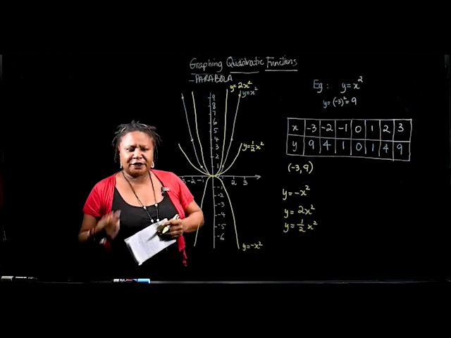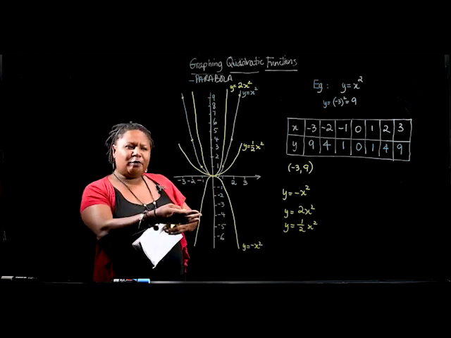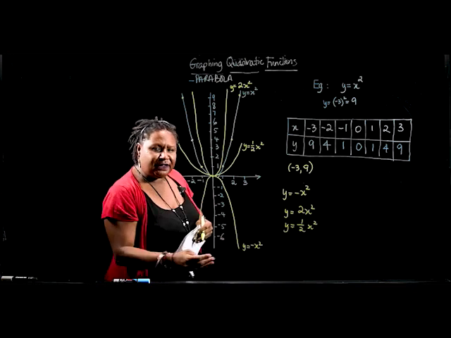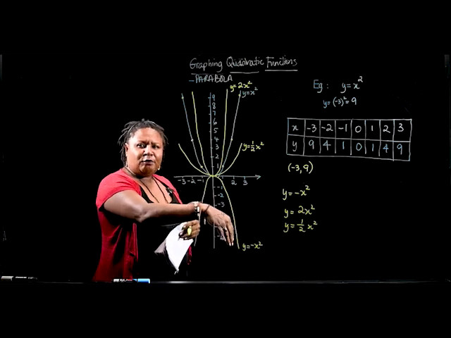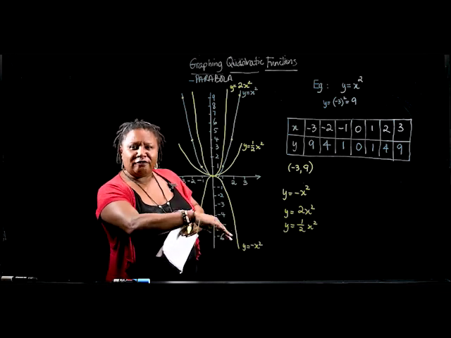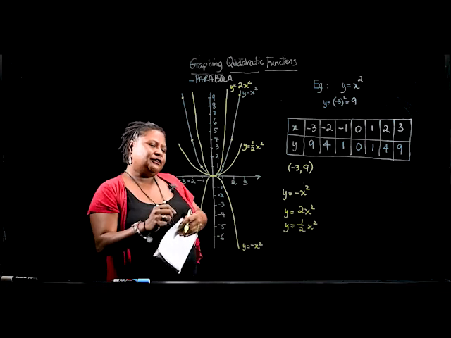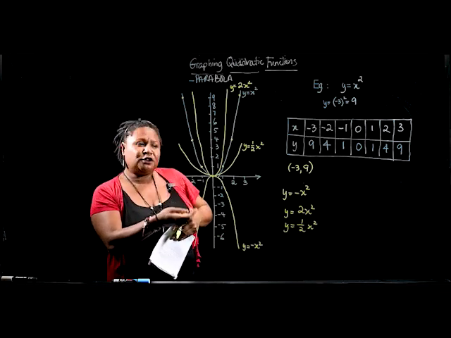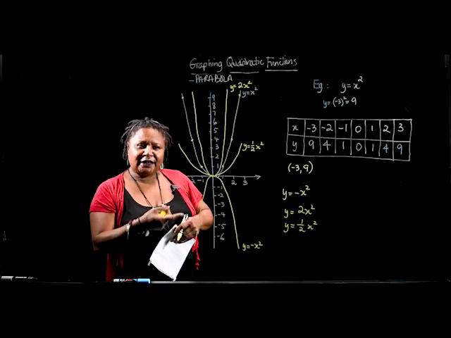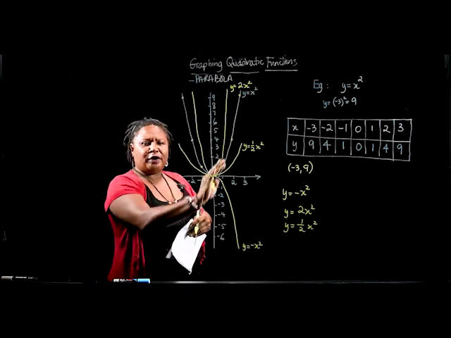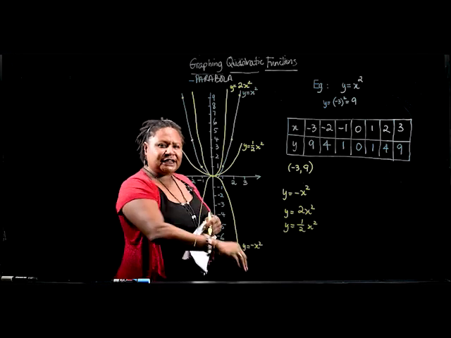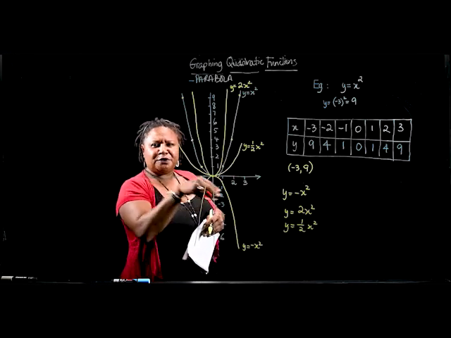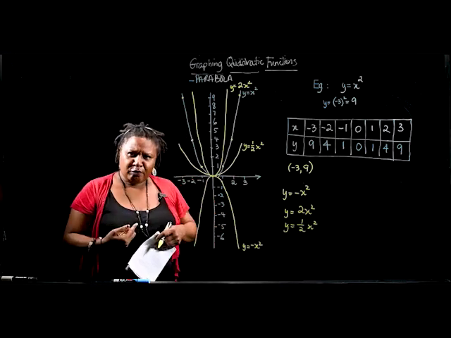So see how the equation is affecting the parabola? If it is negative, the graph is, what we say, convex or upside down. If the coefficient of x squared is greater than 1, we have a narrow parabola. If it is less than 1, the graph is going to be wider or broader.